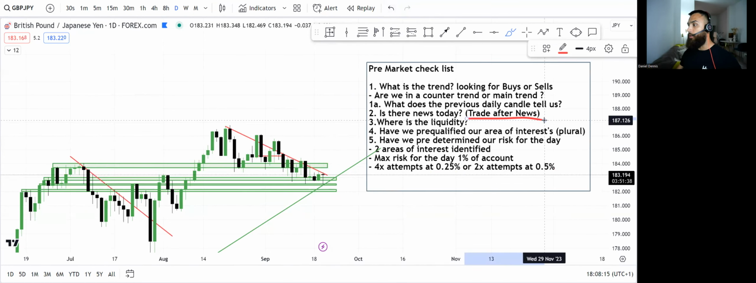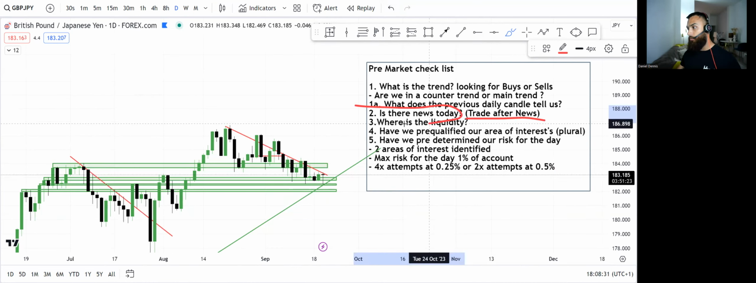If there's news, I do not trade until after the news. And if I miss the move and it happens before the news, great, I miss it. That's not a problem. A lot of people try and trade the news. I do not play with the news. If there is red folder news of any country, I do not trade until that is done.